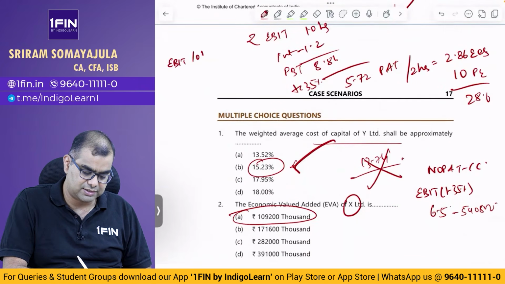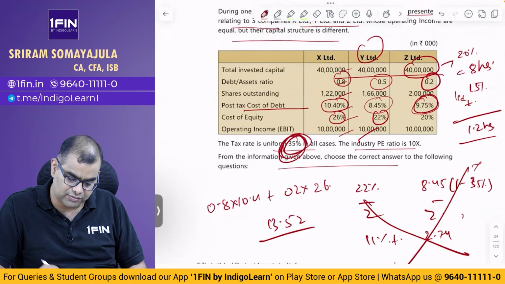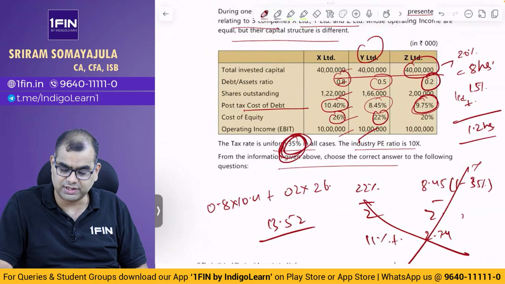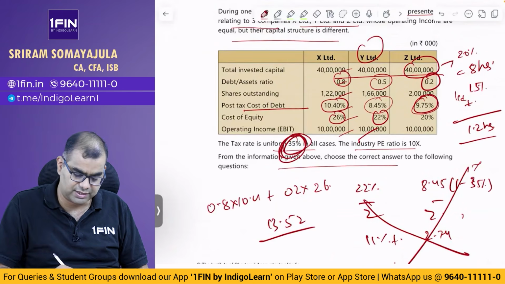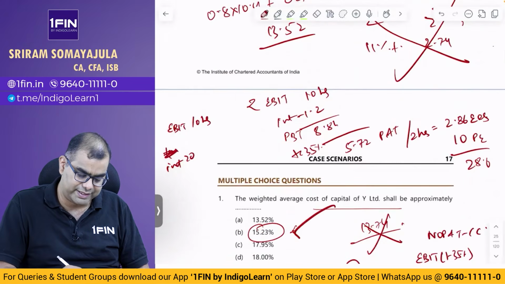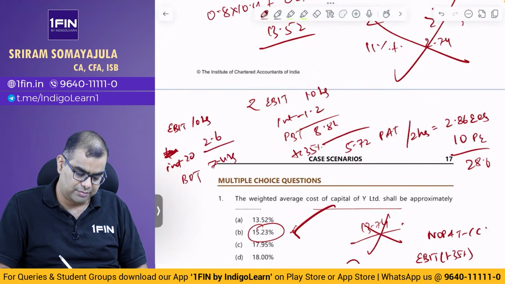EBIT is 10 lakhs. Interest on 20 lakhs, you have to charge interest. Interest is at what? 8.45%, but that is post-tax. 0.0845 divided by 0.65. Interest is at 13%. 13% on 20 lakhs. 13 twos are 26. So, 2.6 lakhs. So, your PBT is 7.4 lakhs minus tax.